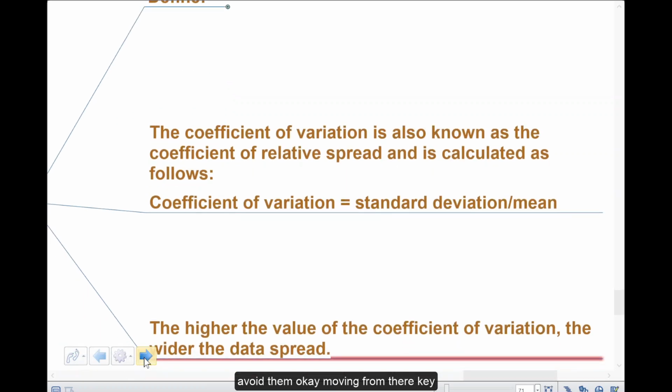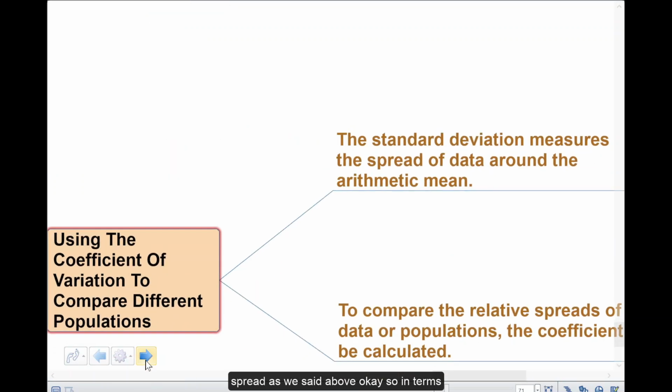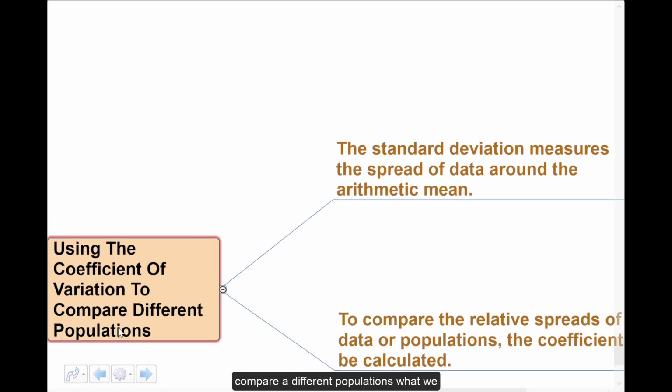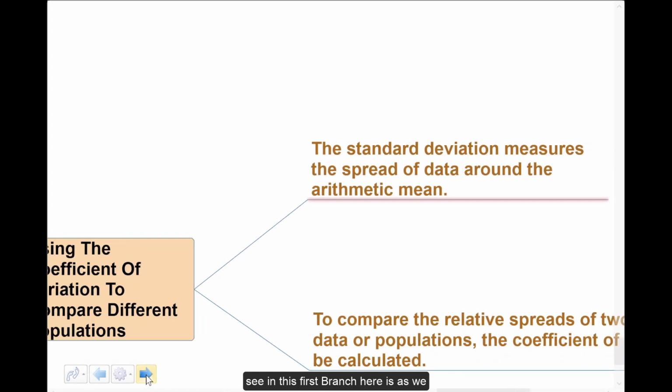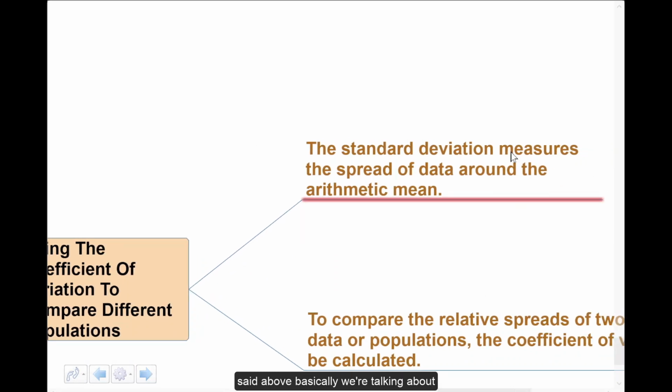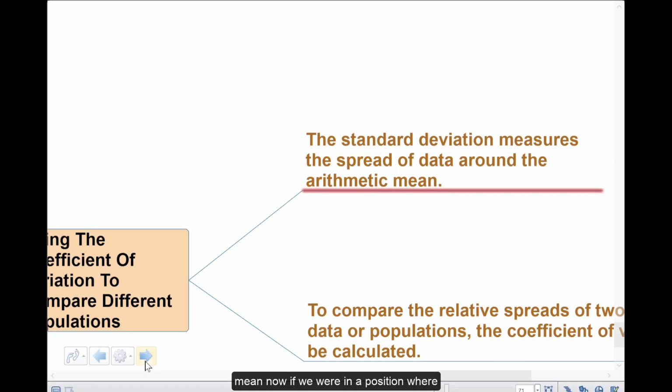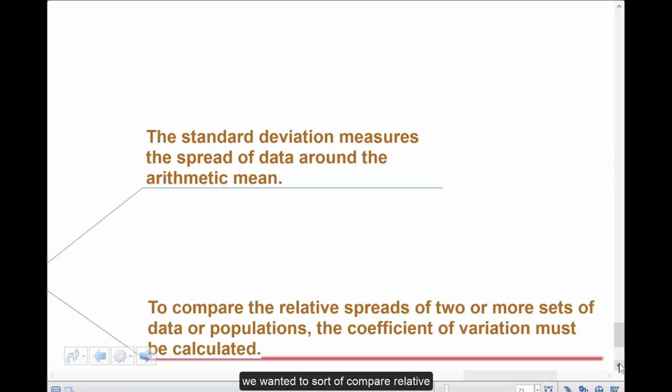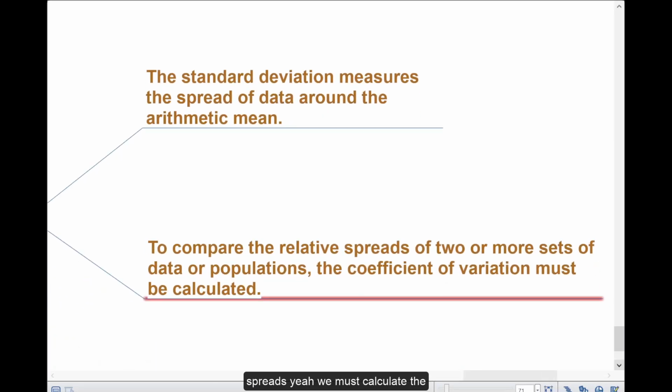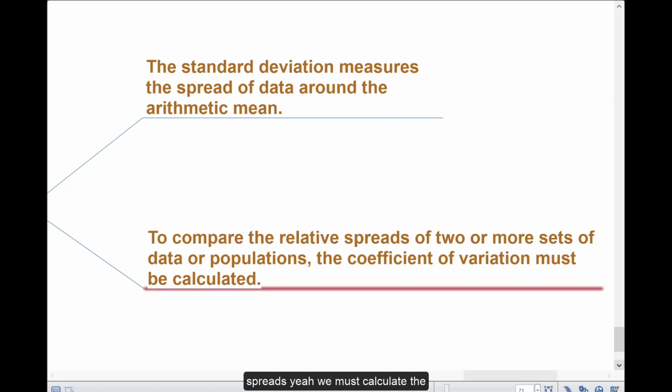Okay. Moving from there, key point here: higher the value of coefficient of variation, the wider the data spread, as we said above. So, in terms of comparing populations, if we were to use the coefficient of variation to compare different populations, what we see in this first branch here is, as we said above, basically we're talking about measuring the spread of data around the mean. Now, if we were in a position where we wanted to compare relative spreads, we must calculate the coefficient of variation. Do remember that, okay, if we're talking about two or more data sets.